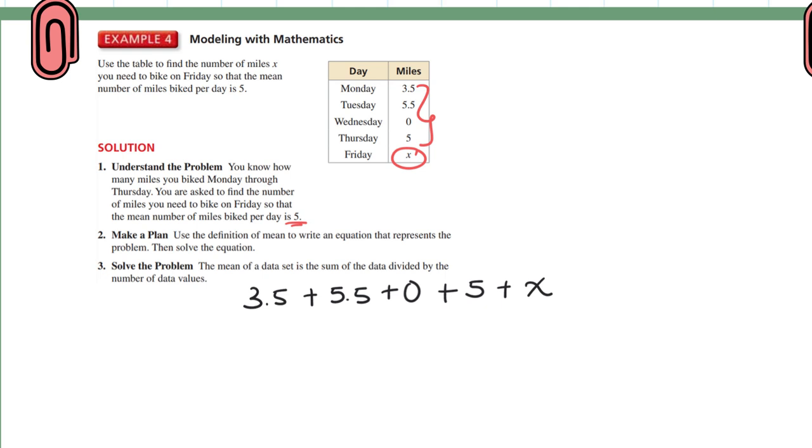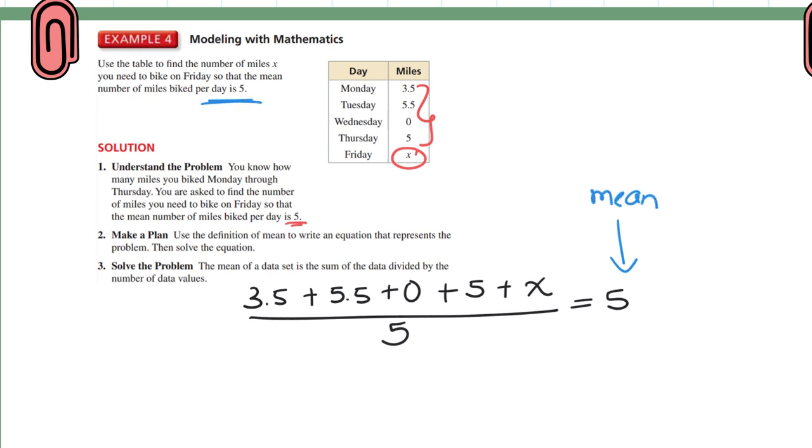So we write the equation. We are going to divide by a total of 5 equals 5. What is this 5? This 5 right here represents the mean. It was given to us. Per day is 5. They want to keep the 5, so we've been given the answer. We're solving for x. And remember, 5 is the total amount of days, in this case Monday, Tuesday, Wednesday, Thursday, and Friday.